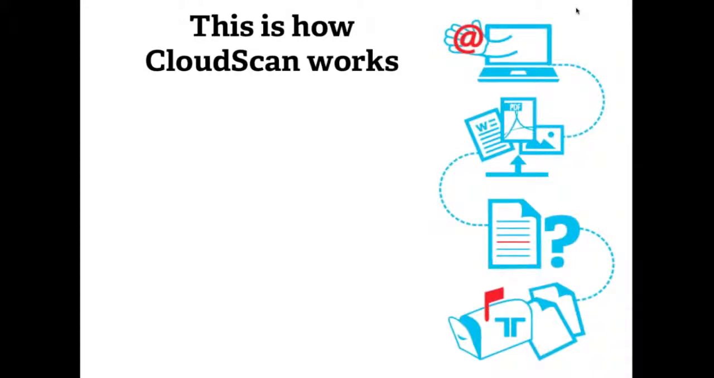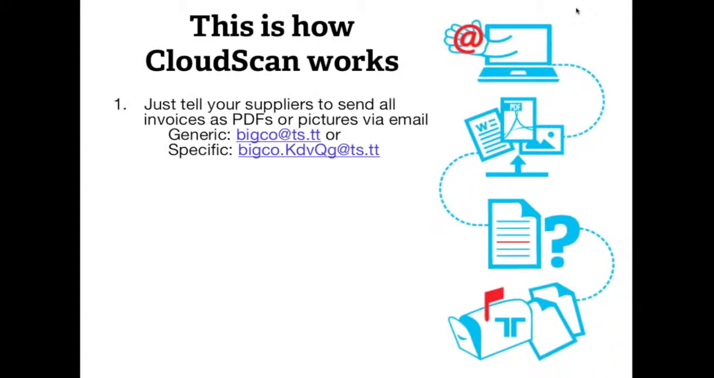So again, just to reiterate how CloudScan works, basically you issue an email address to your supplier that they use for sending you the PDF invoices. It's not only PDF invoices, it could also be scanned images. And there are two options. You can use a generic email address, or you could use a specific email address.